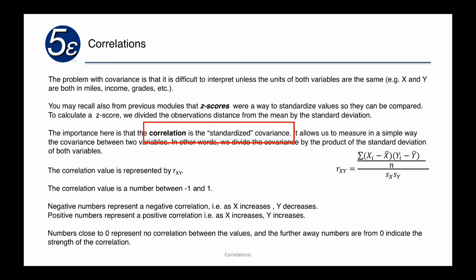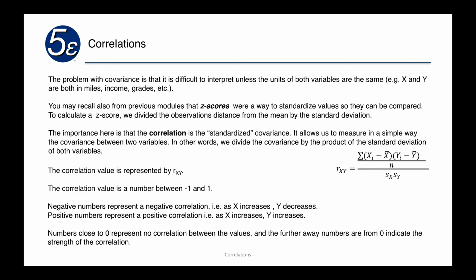That basically means that we're dividing by the standard deviation. And in this case, we're dividing by the standard deviation of x times the standard deviation of y. So we're taking the covariance and dividing it by the product of the standard deviation of x and the standard deviation of y. Our correlation value is represented by either an r, lowercase xy, or sometimes we'll see it with the Greek letter rho. Correlation value will be a number between -1 and 1.